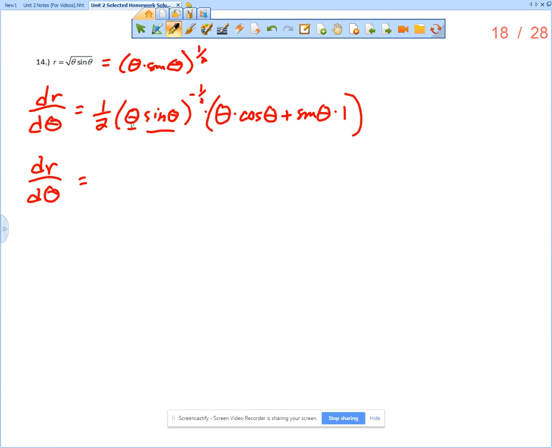So for instance, I've got this thing to the negative 1/2 power. So what does that do? That actually puts a square root of theta sine theta in the denominator. And then I've got 1/2. That would mean the coefficient down here is 2. And then I have this theta cosine theta plus sine theta.